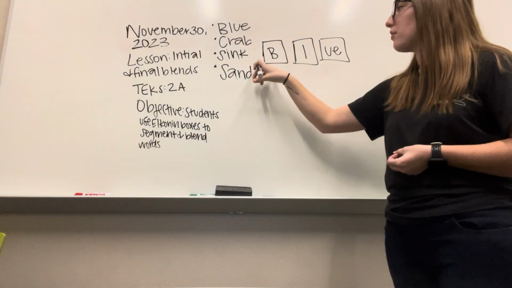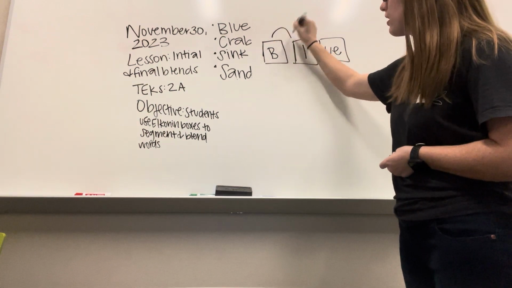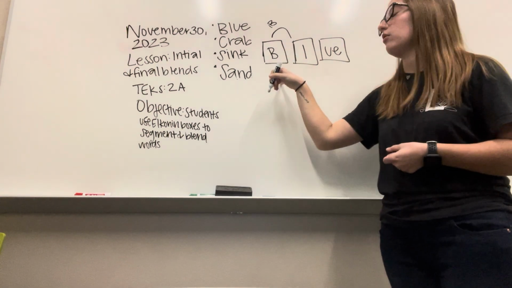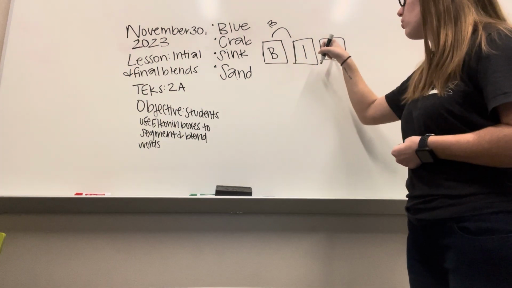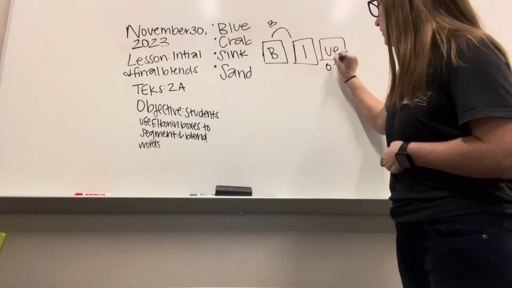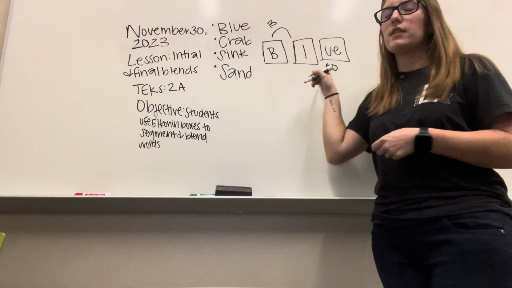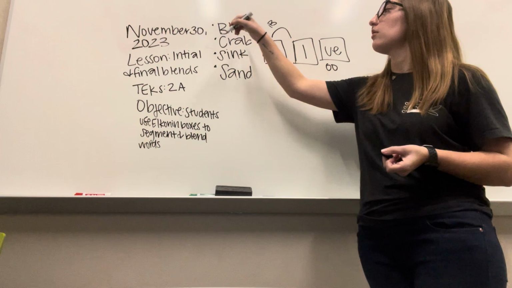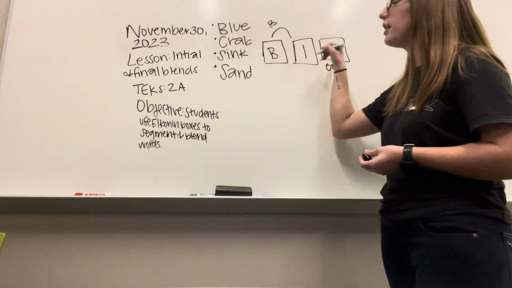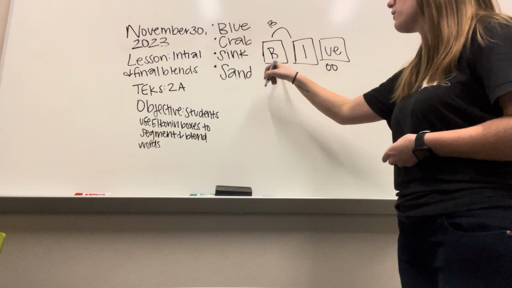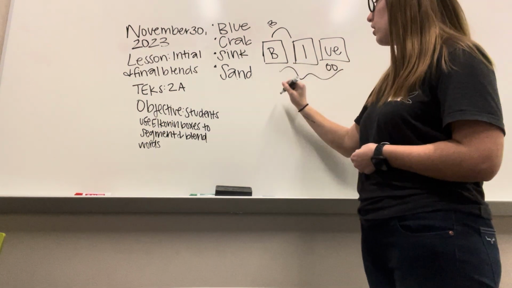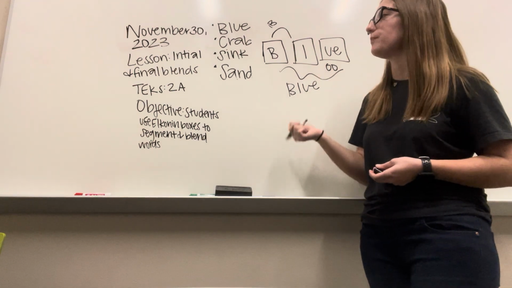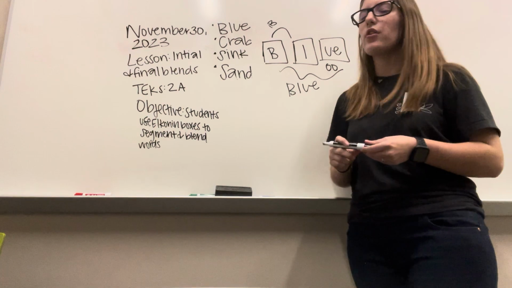Because /b/, /l/, even though this is an initial blend, they're still each their own phonemes, so separate. And then /oo/, the EU makes an /oo/ sound, so it's its own phoneme. So how many phonemes are in the word blue? 1, 2, 3. So this is where they would segment them, and then we would put it all together and say blue. And again, what is the initial blend in the word blue?